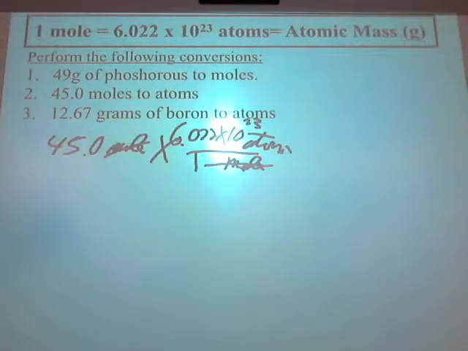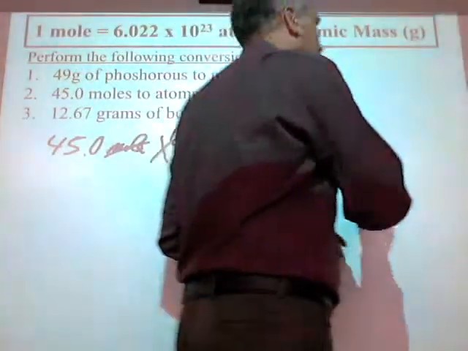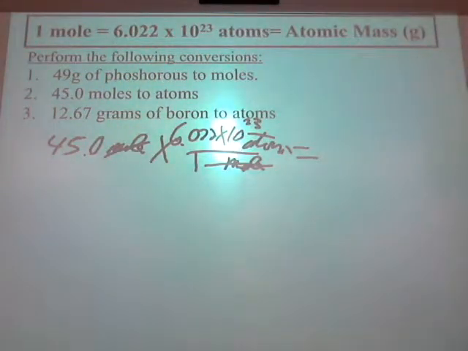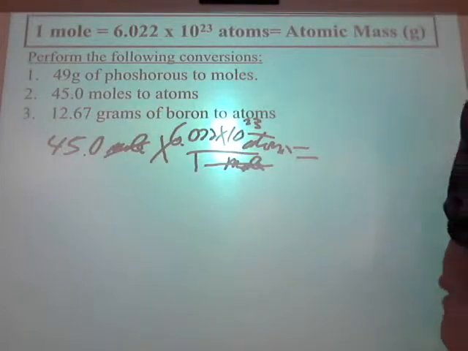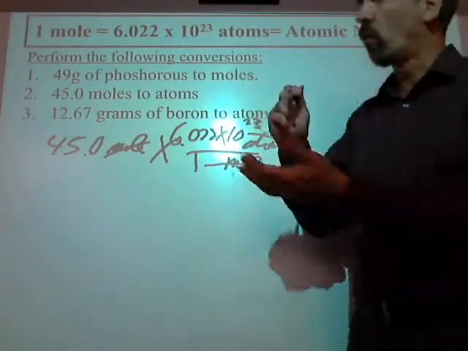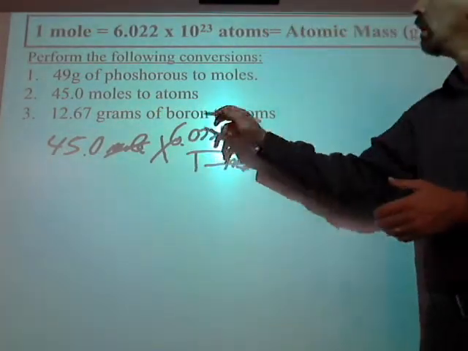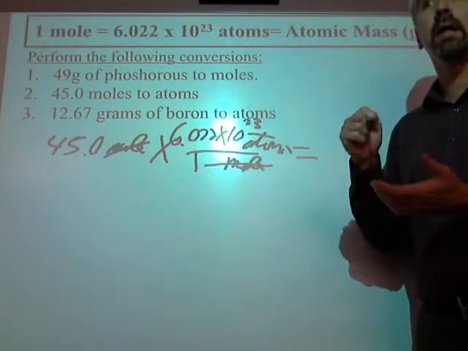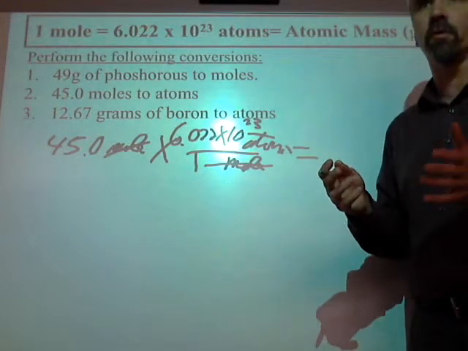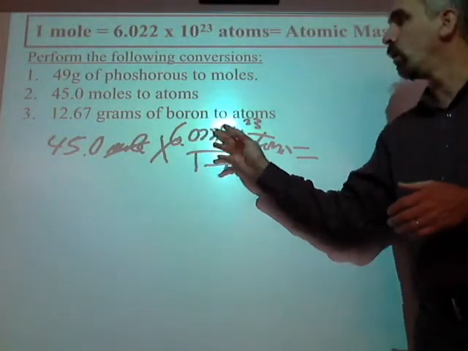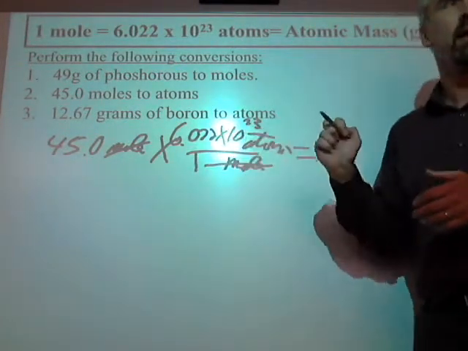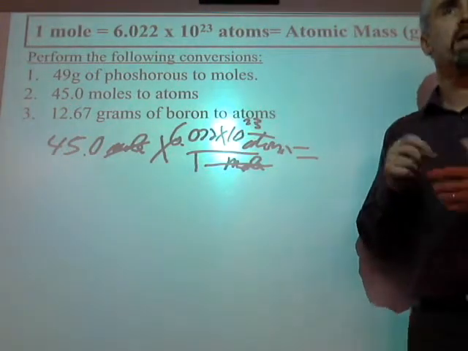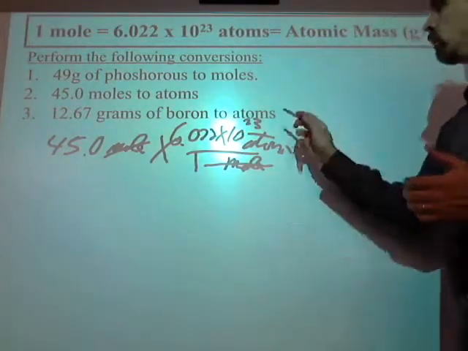Now, it also matters how you plug it in your calculator. It's not worth a lot of points, but you should do it right. I've been grading those papers today, and a lot of people are not plugging it in right yet. You would plug in 45.0 times 6.022, then EE or EXP, whatever your calculator says. Do not hit 6.022 times 10 EE. You'll be off by a decimal. It's 6.022, exponent button, 23.